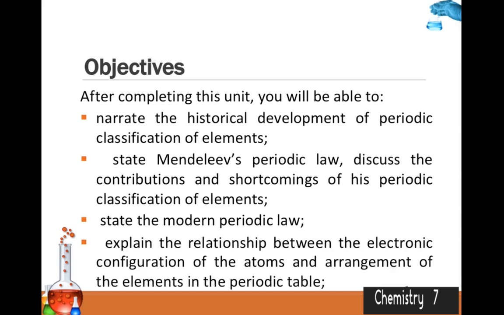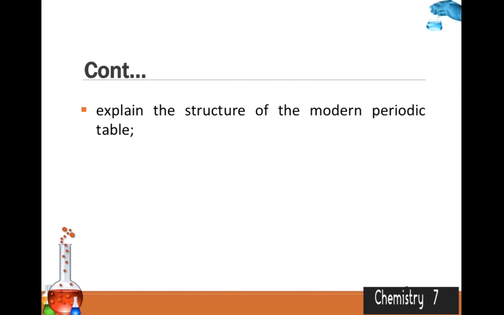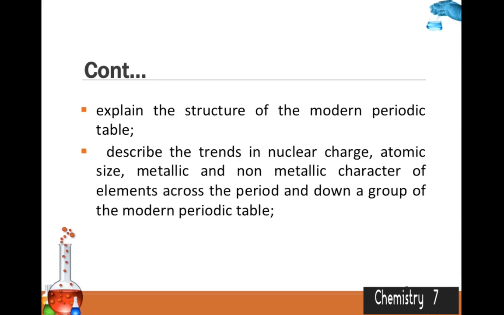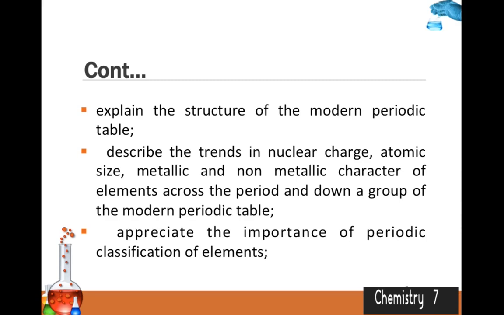Explain the relationship between the electronic configuration of the atoms and arrangement of the elements in the periodic table. Explain the structure of the modern periodic table. Describe the trends in nuclear charge, atomic size, metallic and non-metallic character of elements across a period and down a group of the modern periodic table. Appreciate the importance of periodic classification of elements.